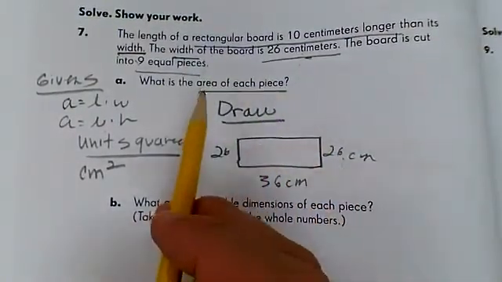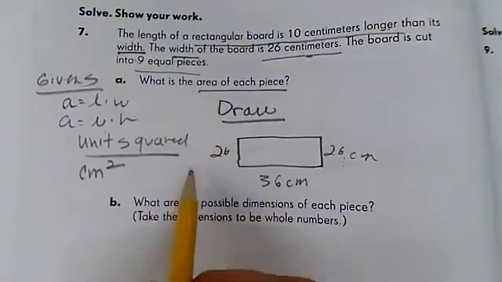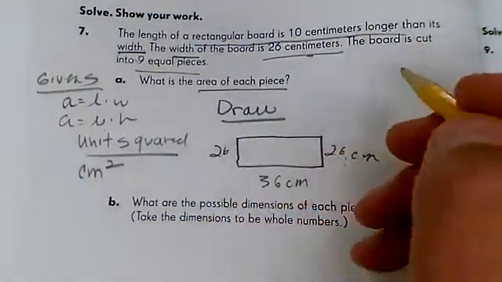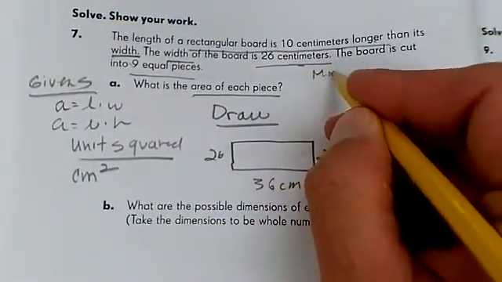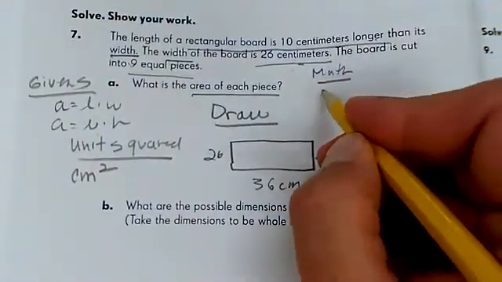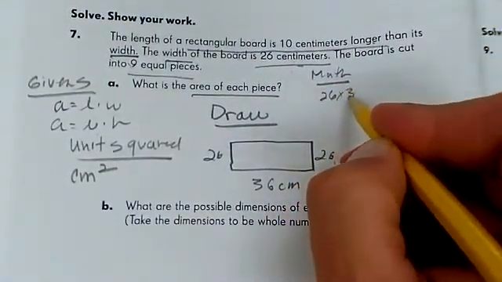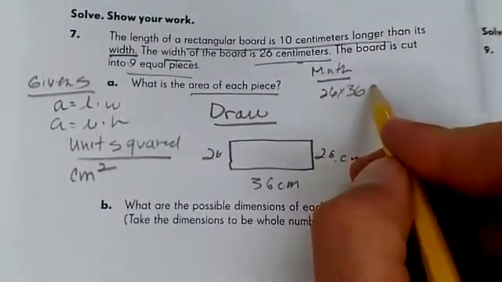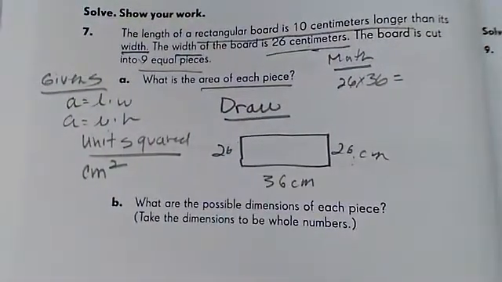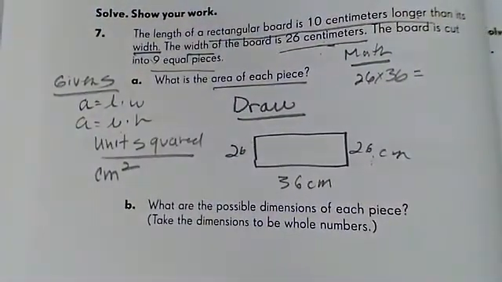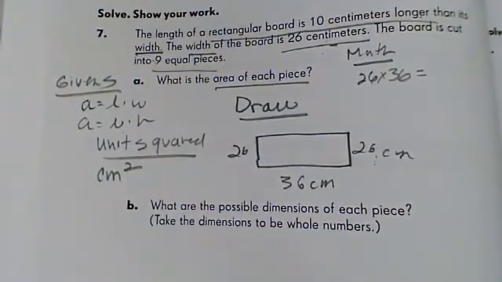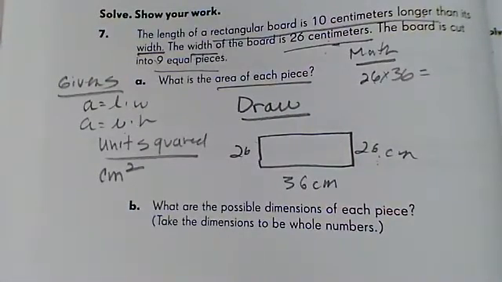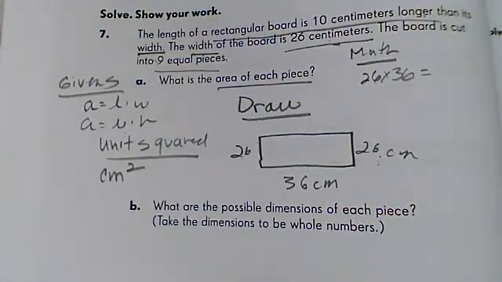Now, Colin, I'm thinking we have enough to find the area. Do you agree or disagree? All right, so what's my math for that? 26 times 36. All right, so go ahead and solve that and tell me what you guys get. Now, some of these questions on the test, you can use a calculator and some you can't. It'll tell you which ones.